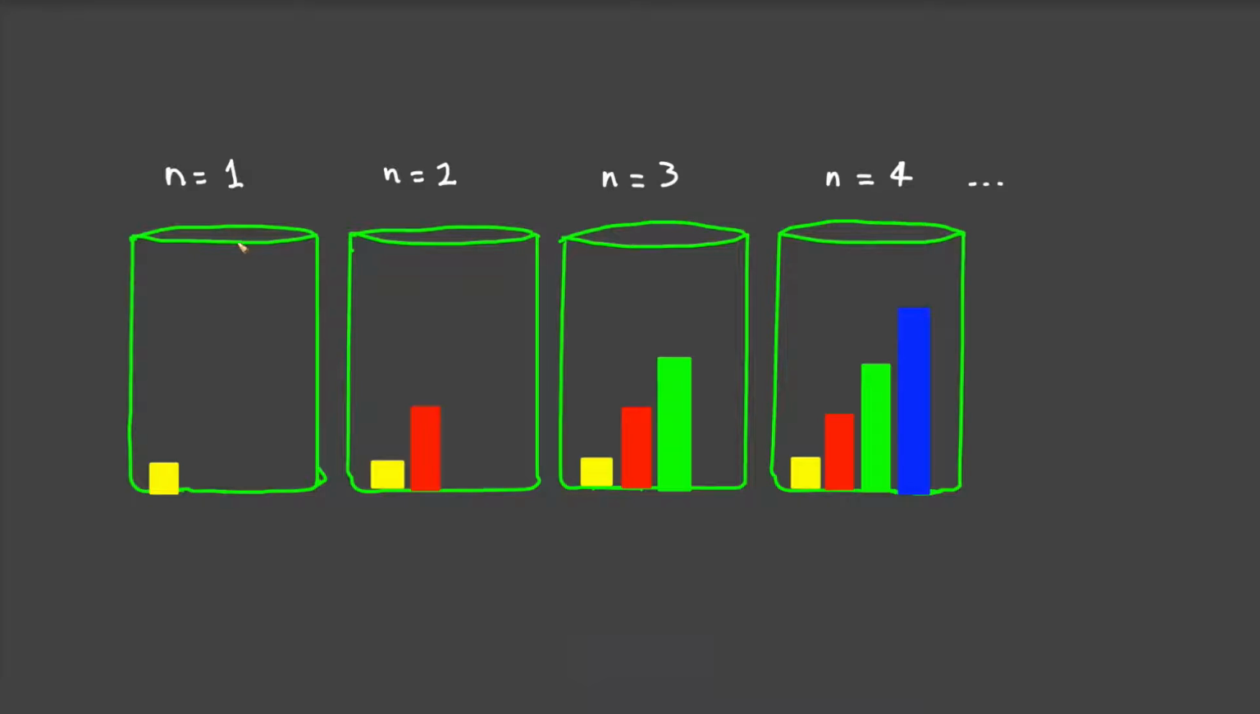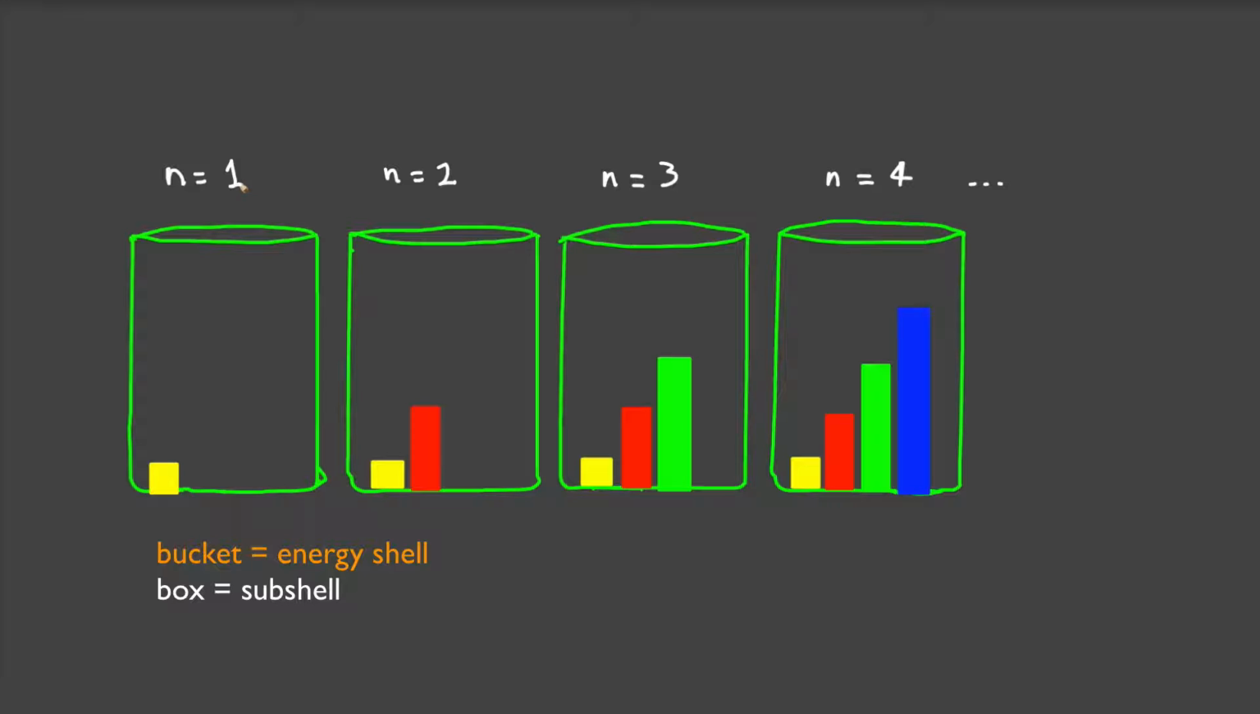Each energy level, or each shell, n equal 1, n equal 2, n equal 3, n equal 4, and so on, is represented by a bucket. And in each bucket are one or more blocks. Each of these blocks represents a sublevel. So let's now walk through it.